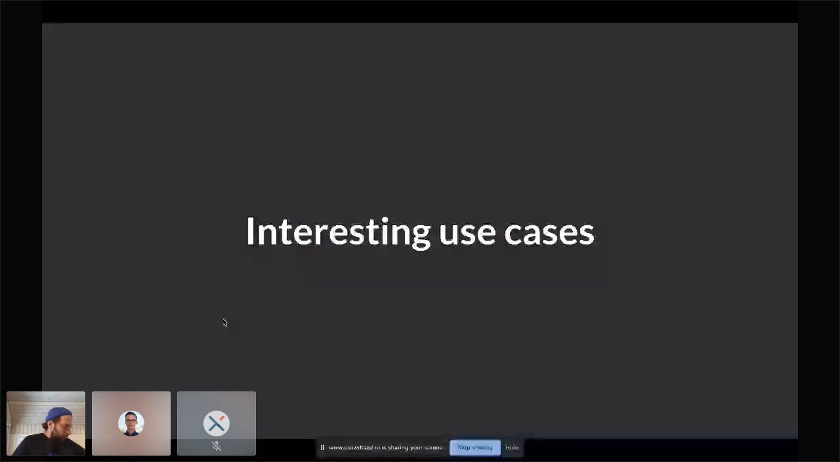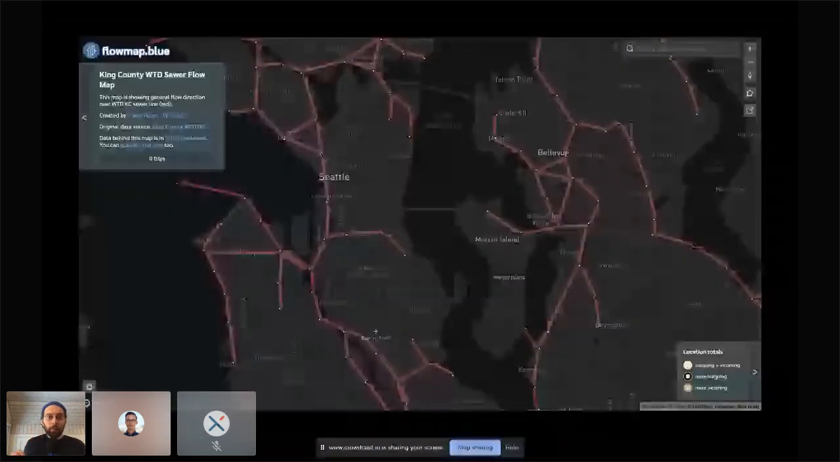So I wanted to share a few interesting use cases, which were somewhat unexpected. This is a dataset uploaded by Peter Koim, showing the sewer system in King County, in the state of Washington. I didn't think that a sewer system is also about geographic movement, but it appears to be the case.